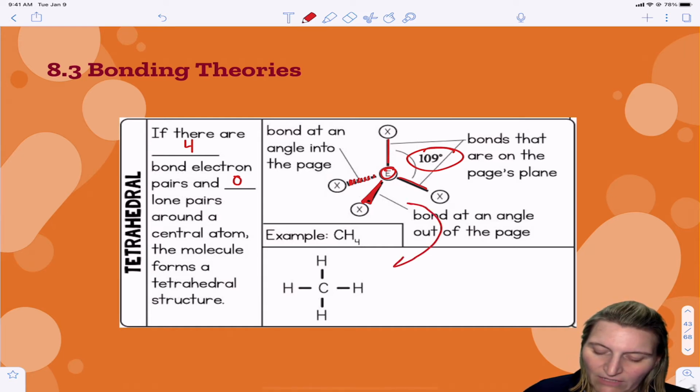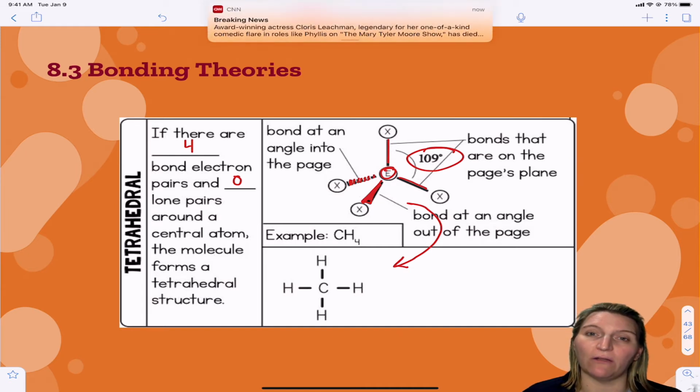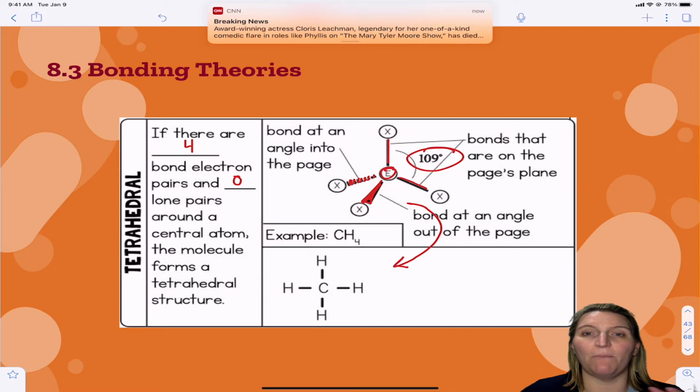This is very different than what the structure looks like when we draw it as a Lewis dot structure. Remember, when we draw Lewis dot structures, we are drawing them flat on a piece of paper. And in real life, these are 3D. So in class, I will show you the 3D models of these molecules so you can get a better picture of what these look like in 3D.